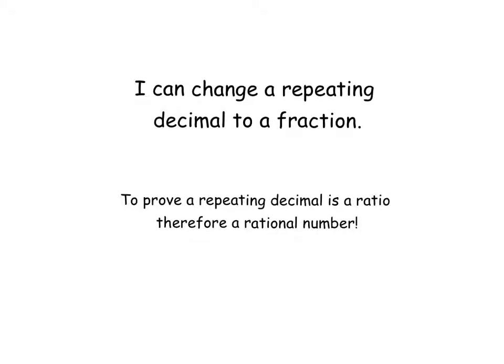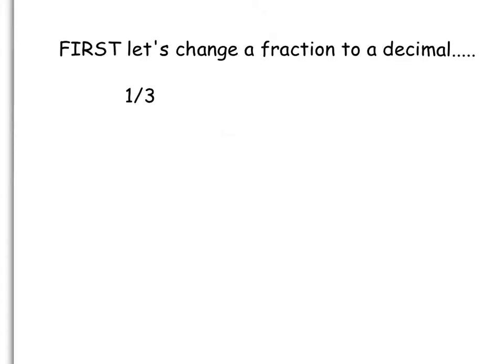Hi everyone. Today we're going to be talking about changing a repeating decimal to a fraction, and the reason that's important is because yesterday we learned that a repeating decimal is a rational number, and to be a rational number it has to be able to be written as a ratio. So we are proving that a repeating decimal is a ratio by changing it into a ratio, therefore it is a rational number.